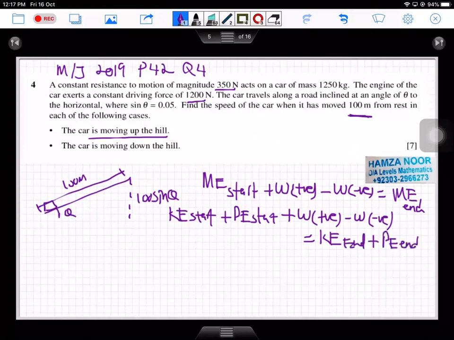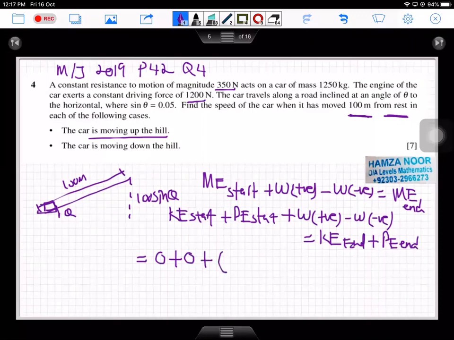Okay, so since the question is saying that the car is starting from the rest, so initial speed is equal to 0, so kinetic energy at the start of the journey is also equal to 0. Since the car is at the bottom initially, it is going up the hill, so potential energy at the start is also equal to 0. All right, work done positively.